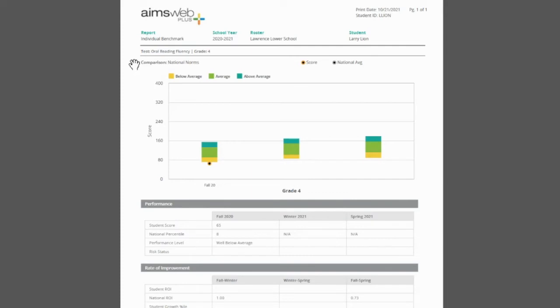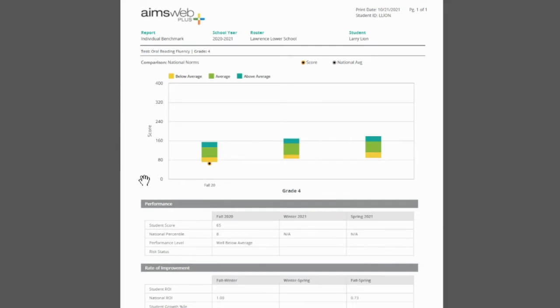Your child's score will be represented as a small black and yellow dot on the graph. Along the bottom of the graph, you will see the periods of time of the benchmark, and along the left-hand side, you will see numbers reflecting scores.